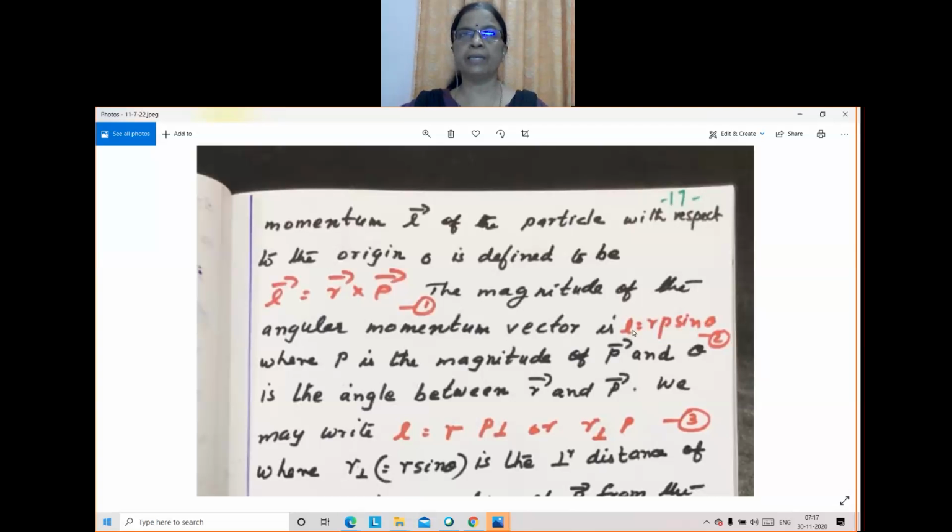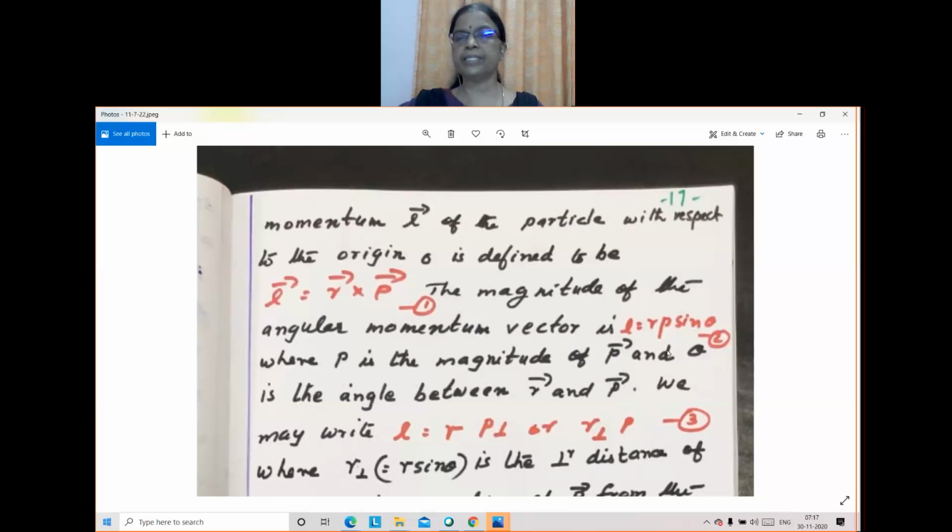Just like we have seen with torque, when we close a door and apply a force perpendicular to the handle, only then is the maximum torque produced. Just like that, when the angle between R and P is perpendicular, the angular momentum will be maximum.